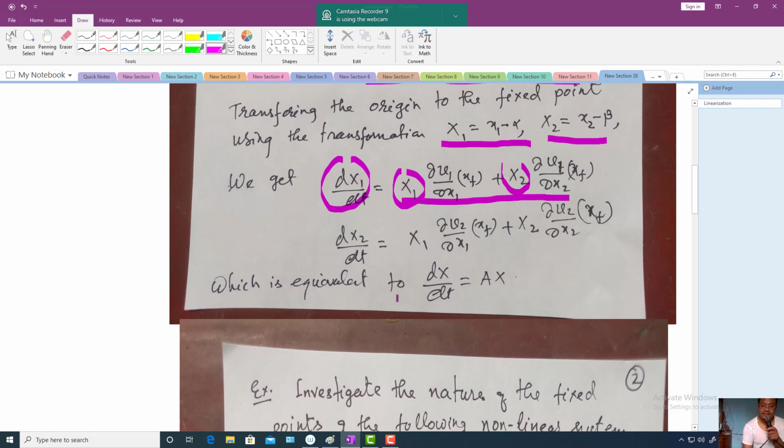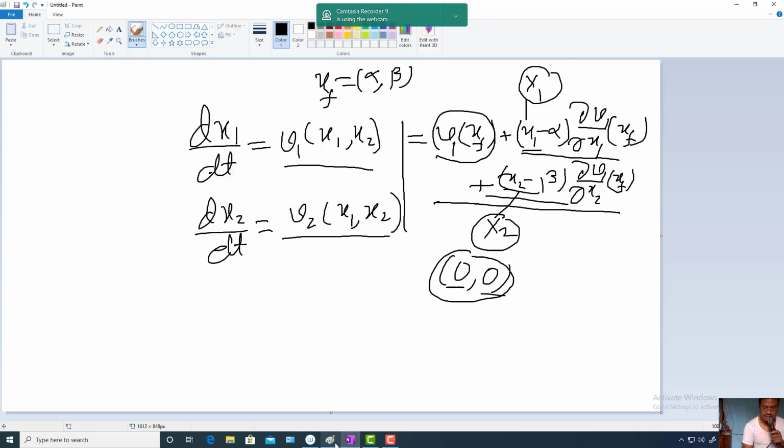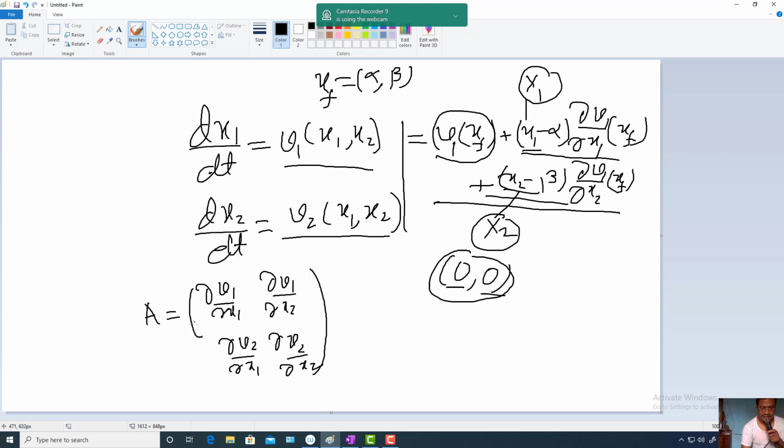Thus you get the linear system. So what is the coefficient matrix? Let us go back to the window and write. The coefficient matrix is capital A, equal to the matrix with rows del v1 by del x1, del v1 by del x2, and del v2 by del x1, del v2 by del x2. These partial derivatives are evaluated at the point (alpha, beta), that is, at the fixed point. So this is the way to linearize the given nonlinear system to a linear system about a fixed point.